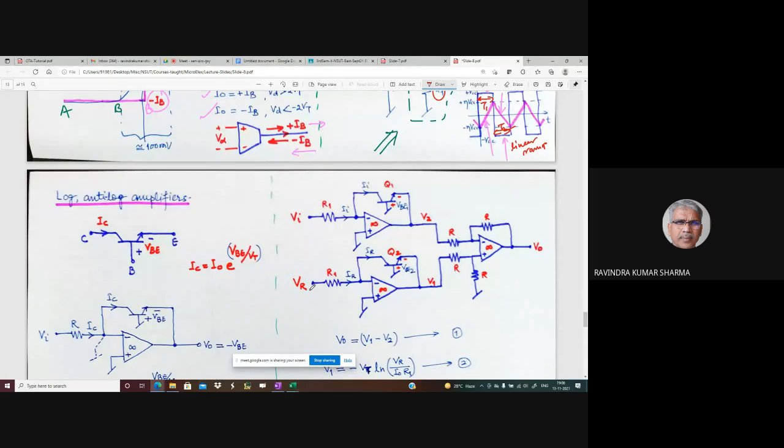If you have time, I would like to finish quickly log and anti-log amplifier. Is that okay? Should I go ahead?